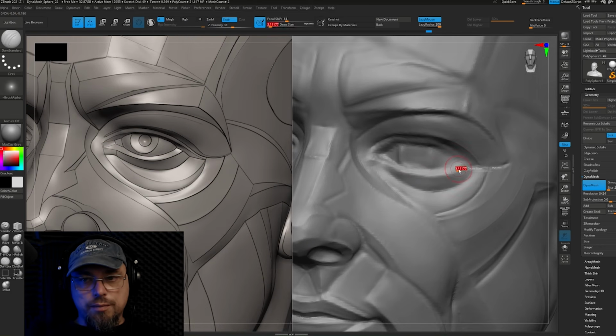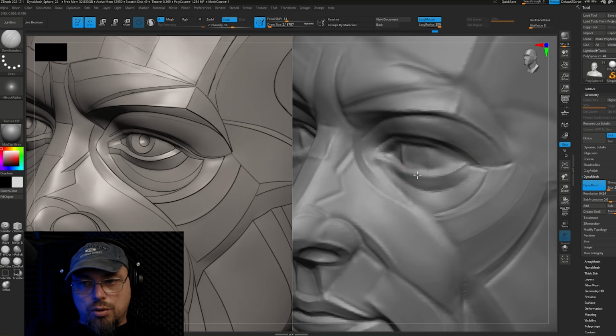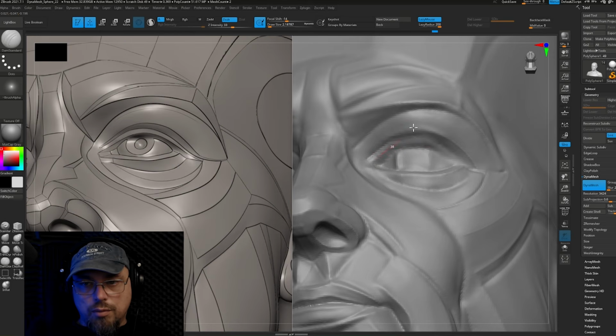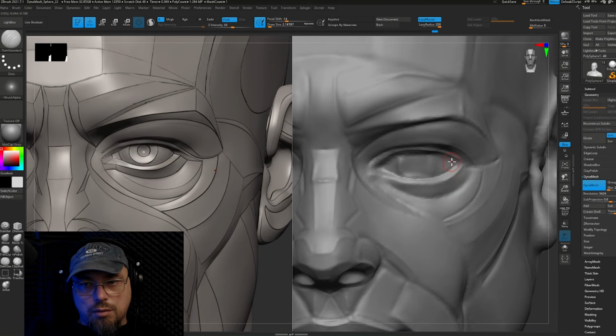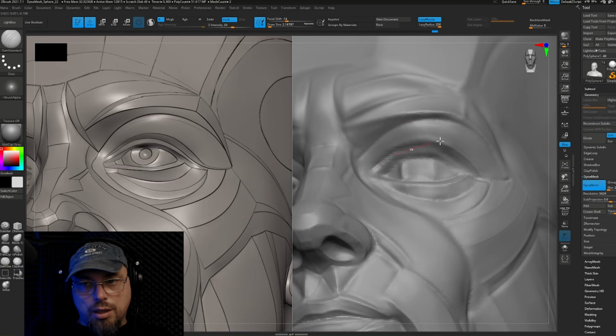So soon it's time to go to the more organic look. So let's maybe correct the edges, and we'll be ready for organic sculpting.